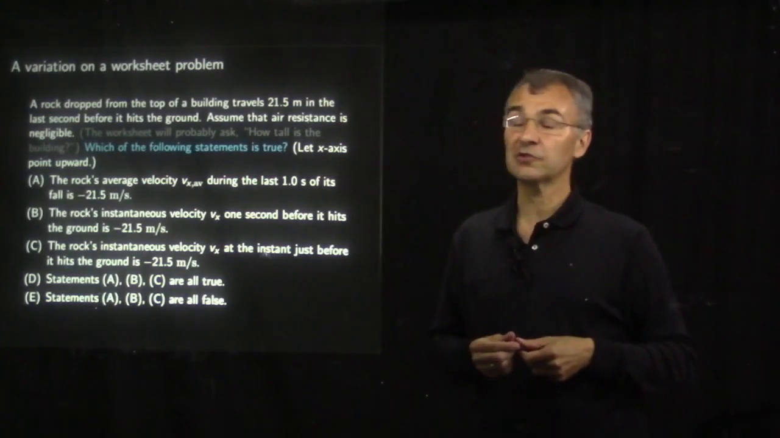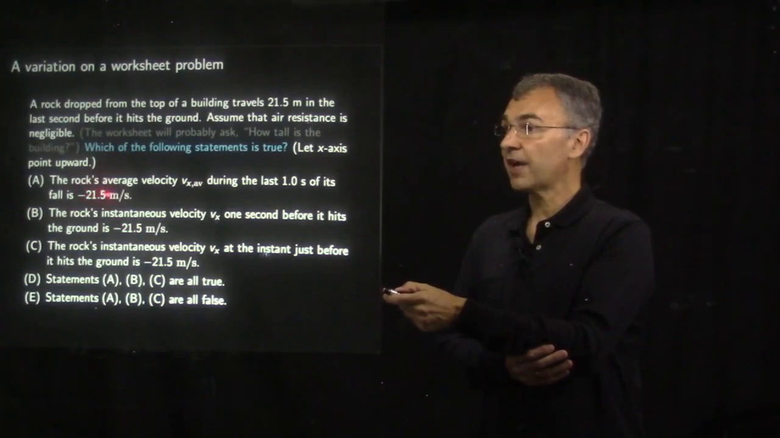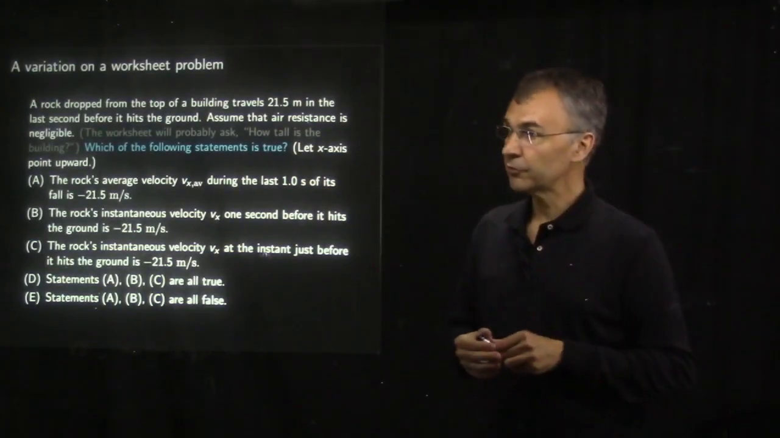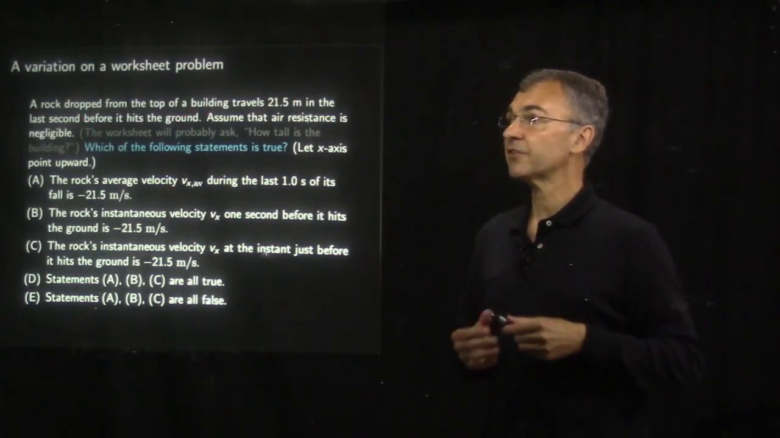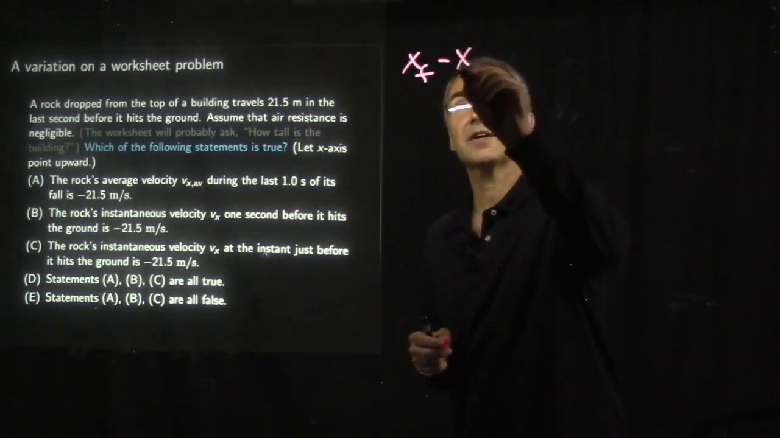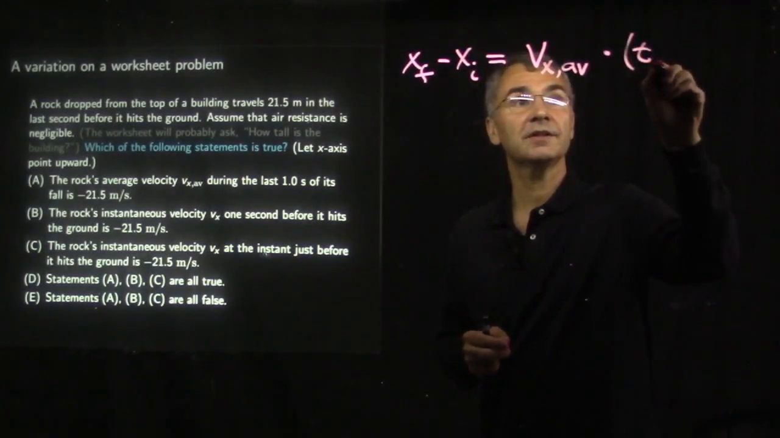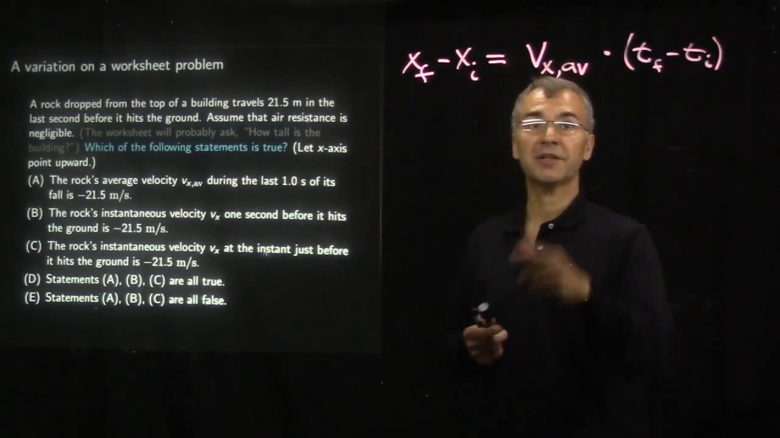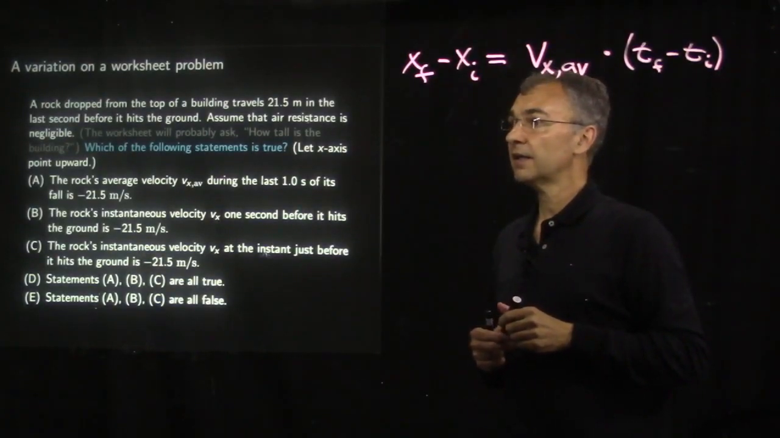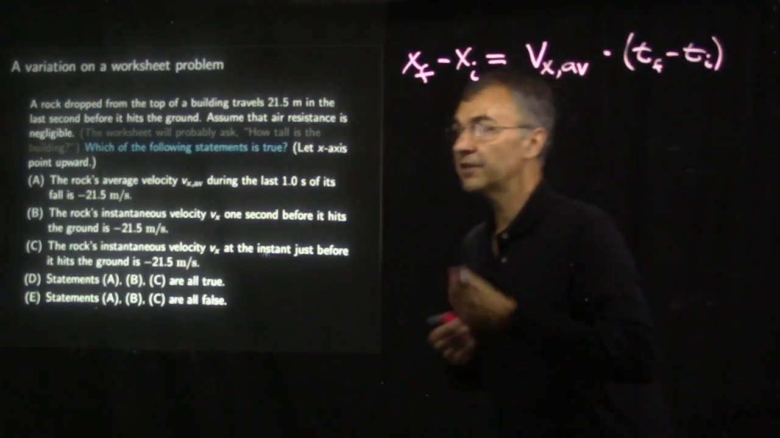Which of the following statements is true? So again, let the x-axis point upward for projectile motion in one dimension. Is the rock's average velocity during the last 1 second of its fall minus 21.5 meters per second? So is that a true statement? Well, it travels 21.5 meters in the last second before it hits the ground. And I think you could say that x final minus x initial is Vx average times t final minus t initial. I think that's a true statement because Vx average is just the change in x divided by the change in t. And the x-axis points upward, so x is decreasing. X is becoming less and less and less positive. So I think this is a true statement.